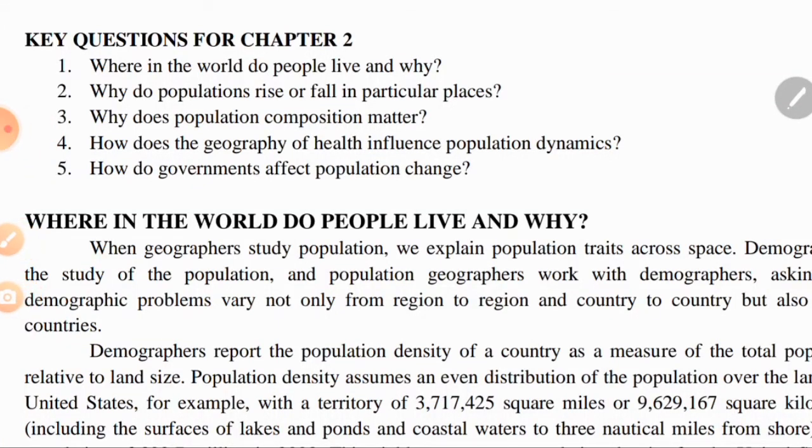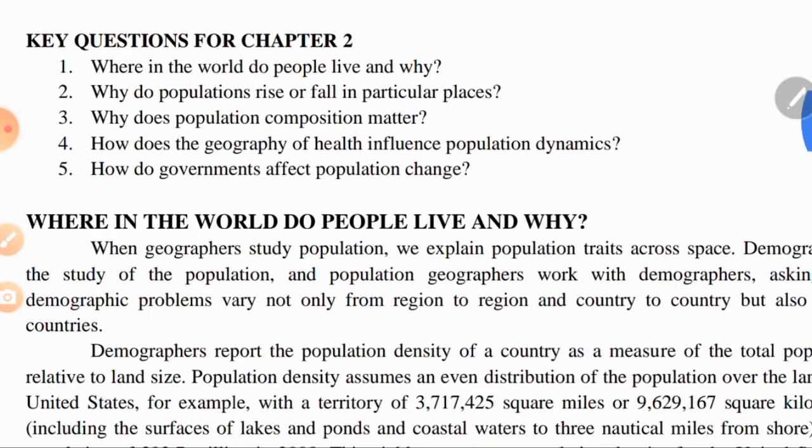Then for our chapter 2, the topic will be about population. And these are the questions for chapter 2. First, where in the world do people live and why?